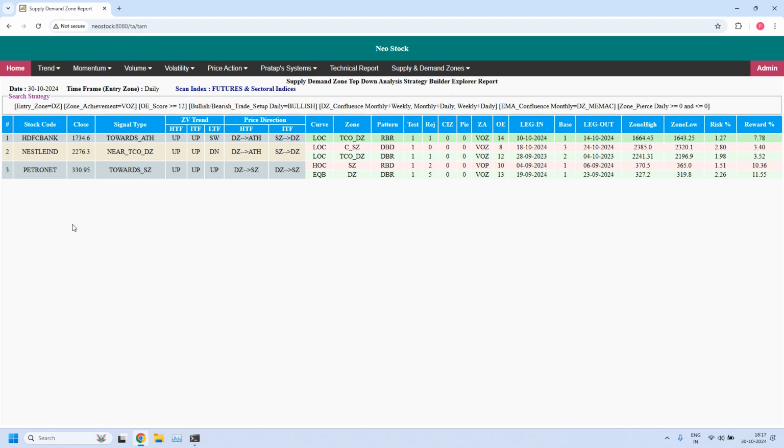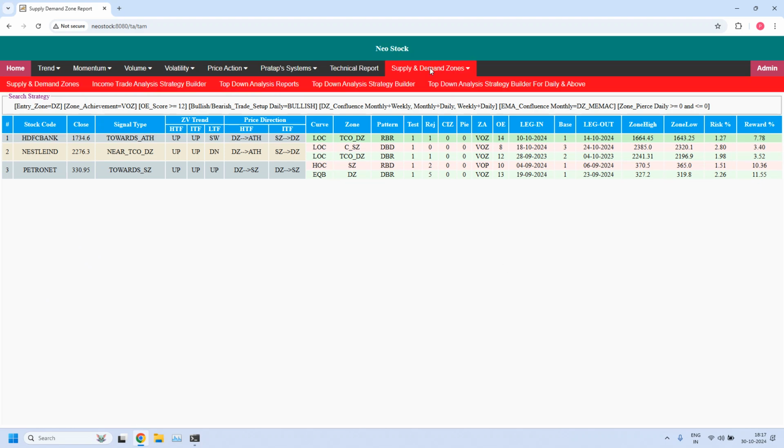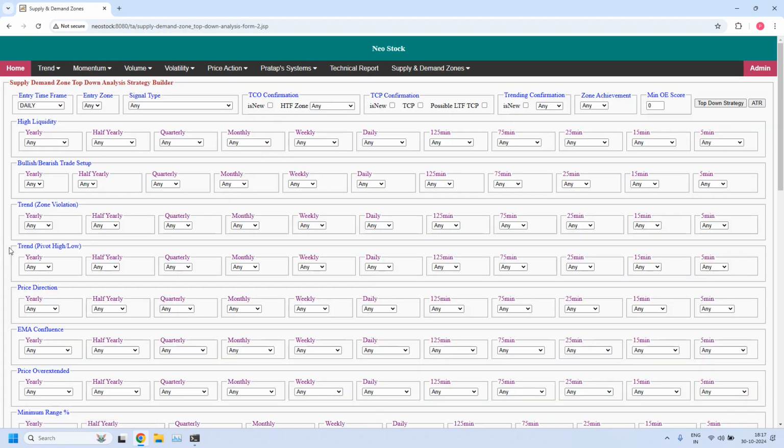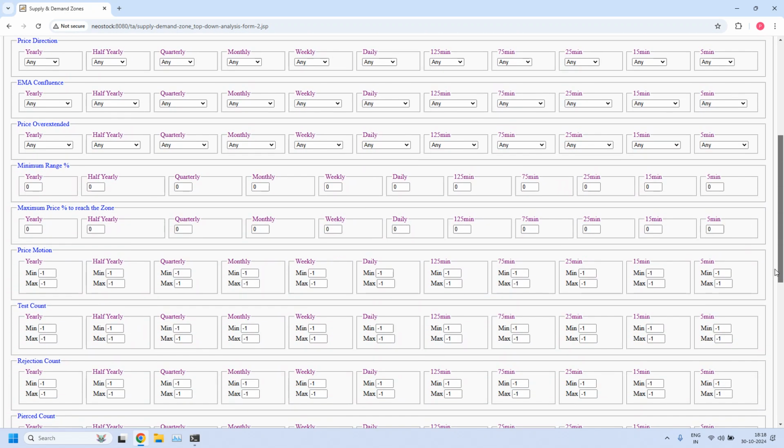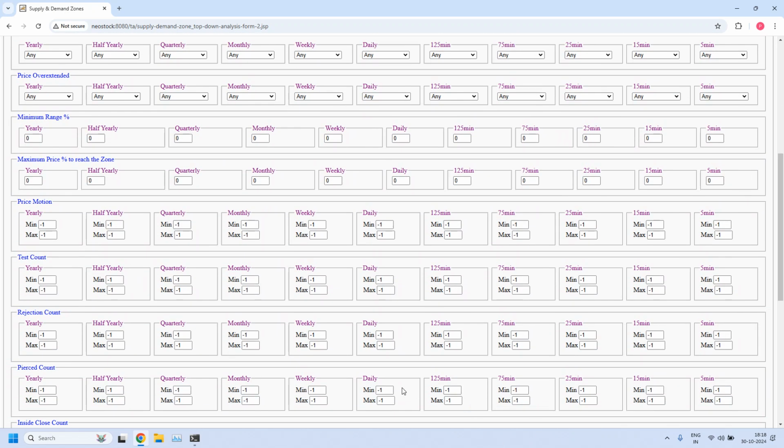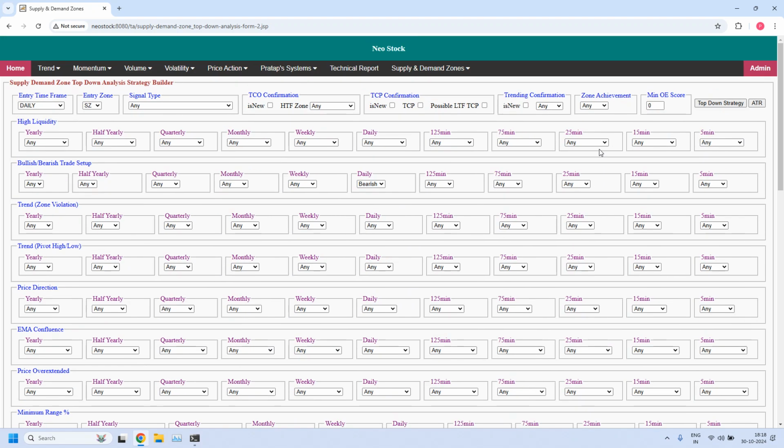So this is about monthly income trade, bullish trade setup. Next, monthly income trade, bearish trade setup, entry time frame daily, entry zone, supply zone. In bullish or bearish trade setup daily, I am selecting bearish. Daily supply zone should not be pierced. So in the pierced count at daily time frame, minimum value I am setting 0, maximum 0. Zone achievement is VOZ. Minimum order enhancer score 12. All the 3 filters are applied to daily supply zone.